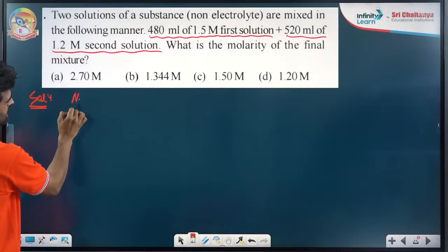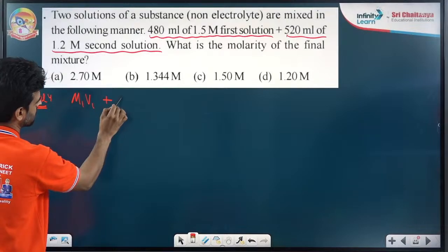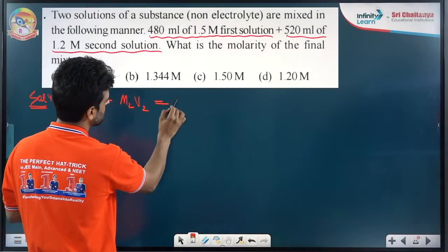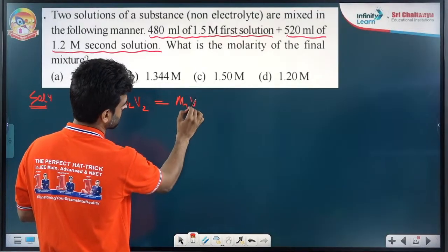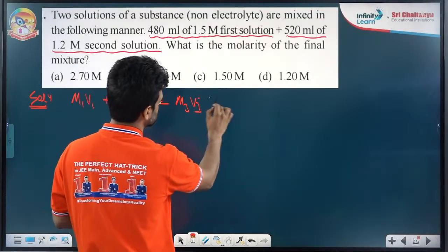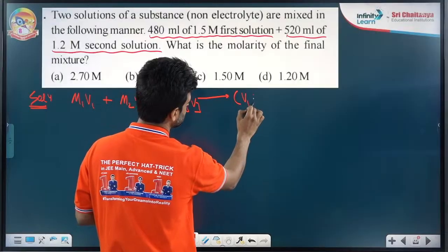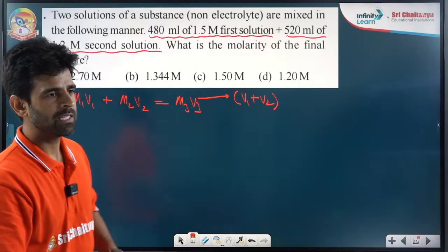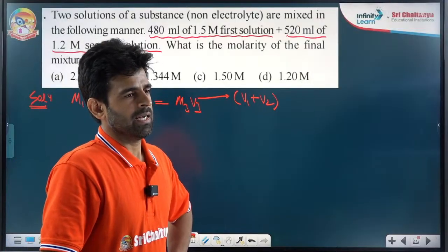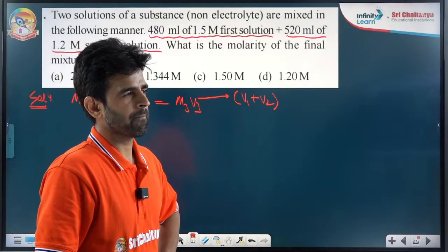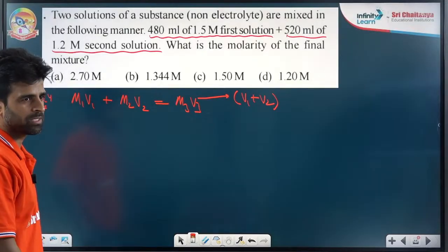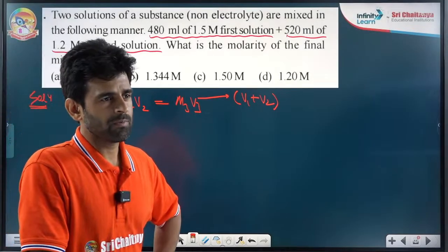You are mixing solutions of the same substance. What's coming? M1V1 plus M2V2 equals to what? M3V3. As we are just mixing two solutions, definitely V3 is what? V1 plus V2. Give me the answer. Right. Make it fast. Okay, 1.34. 1.34 is coming.